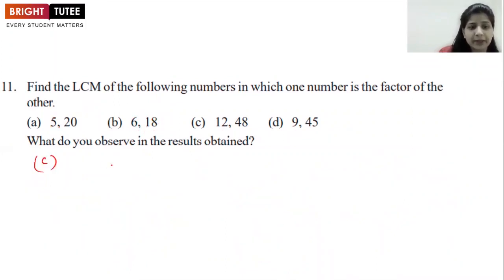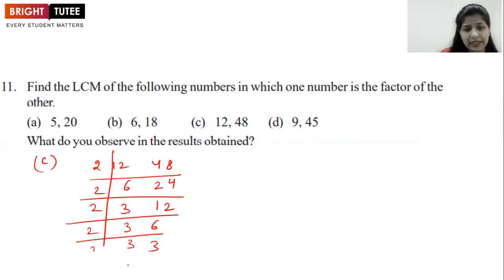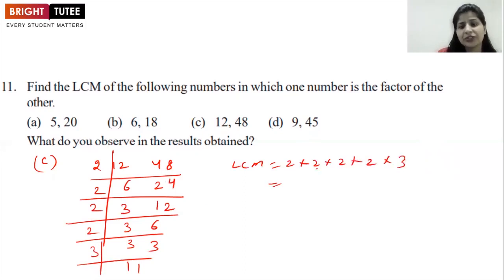Okay. In the third part, 12 and 48. So start with 2. 2 6s are 12, 2 2s are 4, 2 4s are 8. Then again with 2, 2 3s are 6, 2 1s are 2, 2 2s are 4. Then again with 2, 6. Then again with 2, we get 3 3. And then at last 1 1. So LCM would be 2 into 2 into 2 into 2 into 3. So 2 into 2 is 4, 4 into 2 is 8, 8 into 2 is 16, and 16 into 3 is 48. See, again we are getting this number. Yes, in the first two we were getting this as the LCM.